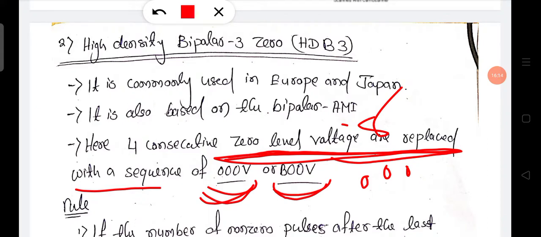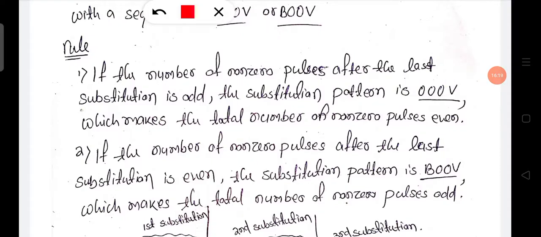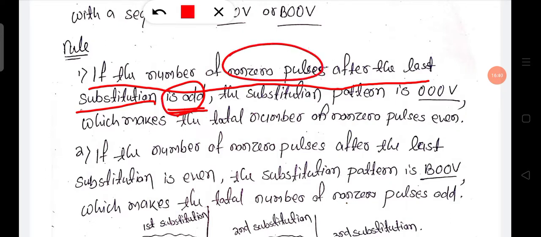The rules are: if the number of non-zero pulses after the last substitution is odd, that means an odd number of non-zero pulses are there before the substitution happens, the substitution pattern follows 0 0 0 V. Here V means the same polarity as the previous non-zero polarity.